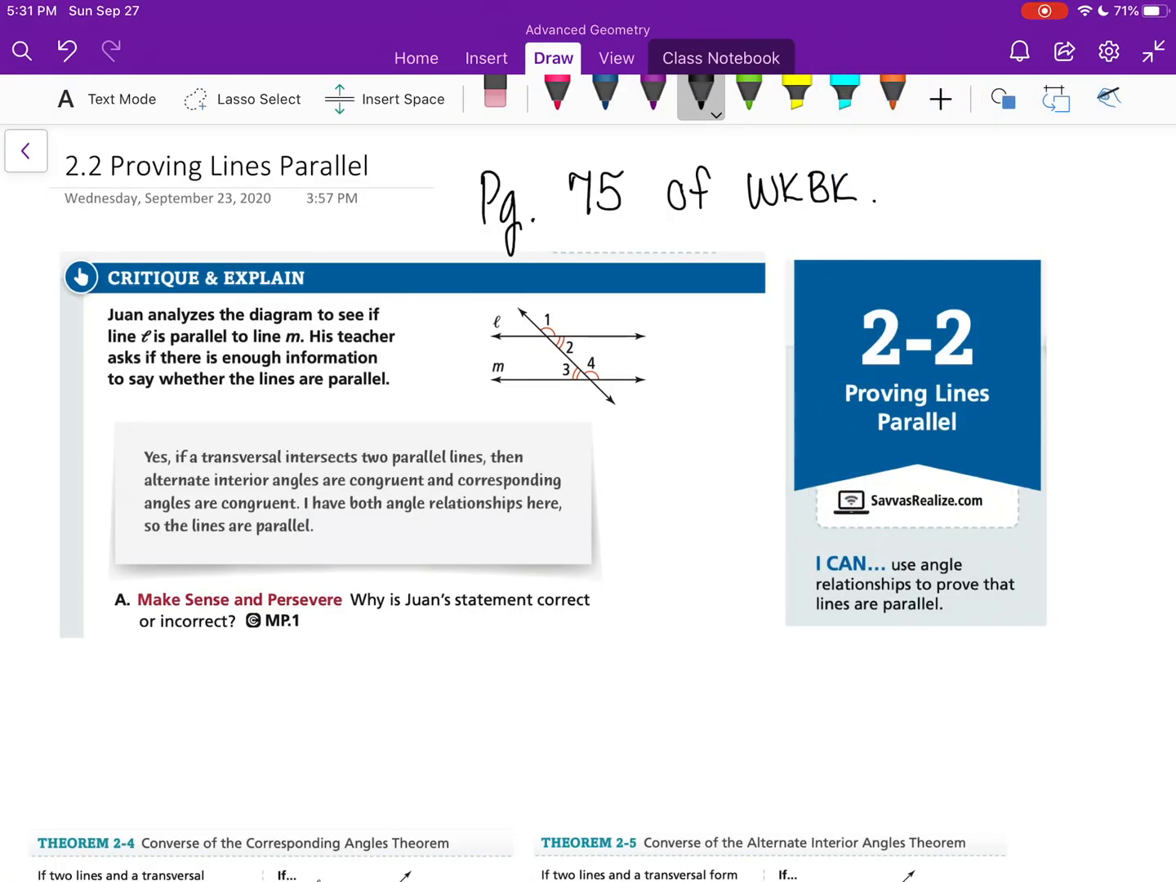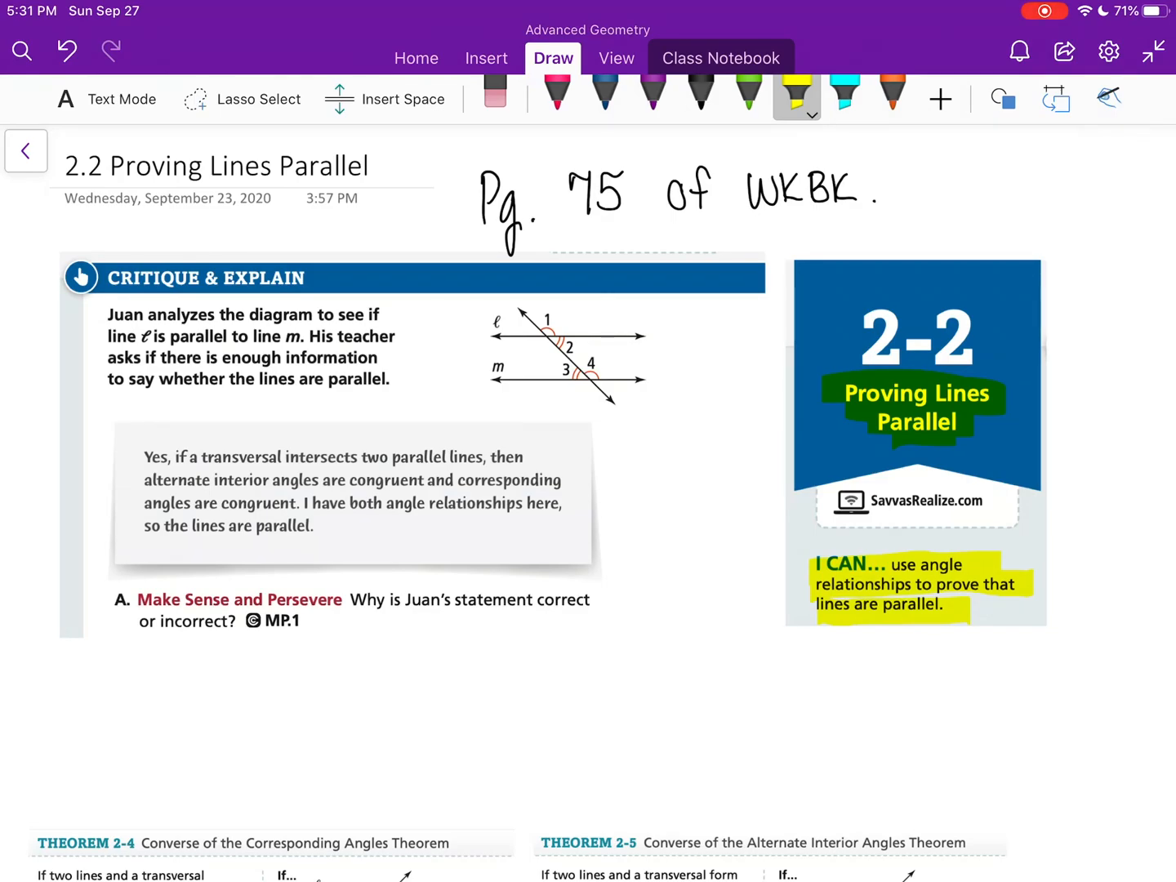Hey you guys, this is section 2.2, which is about proving that lines are parallel. So in this section, you're going to be tasked with using angle relationships to prove that lines are parallel. Essentially in 2.1, you all learned three theorems and one postulate about what relationships their angles had if two lines were parallel.